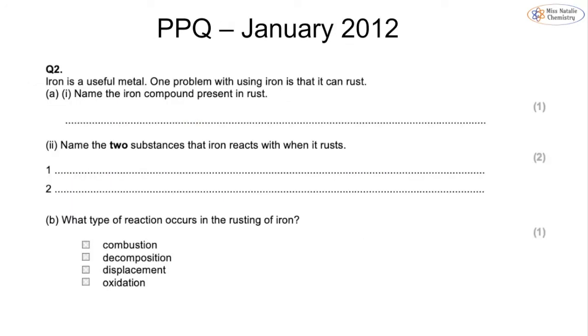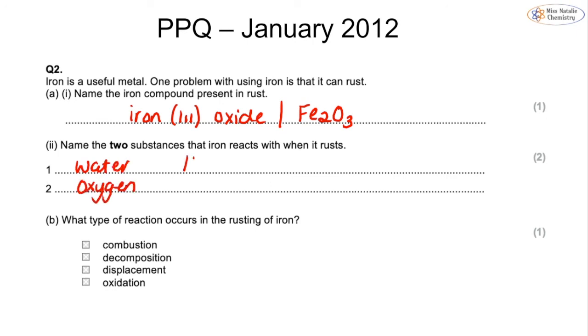And let's finish off with the January 2012 paper, which is a question about rusting. So iron is a useful metal, but one problem with iron is that it can rust. Name the compound that is present in rust. Well, that's going to be iron(III) oxide, or Fe2O3. You can write the formula or the name, that's acceptable. 2 substances that are required for iron to rust, well, that is going to be water and oxygen. Or you could write again the formulas H2O and O2. 1 mark for each of them.